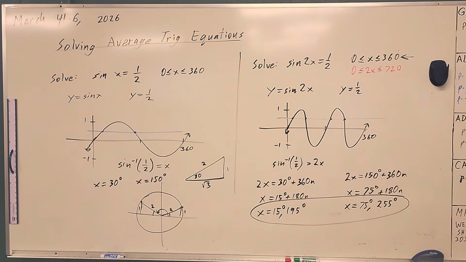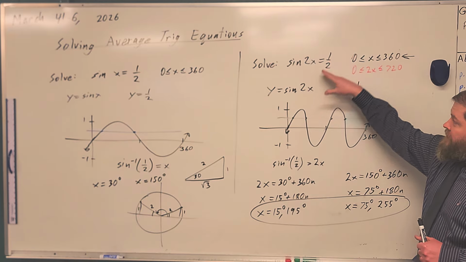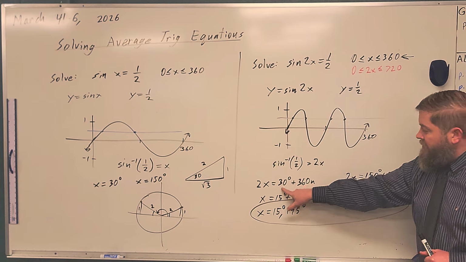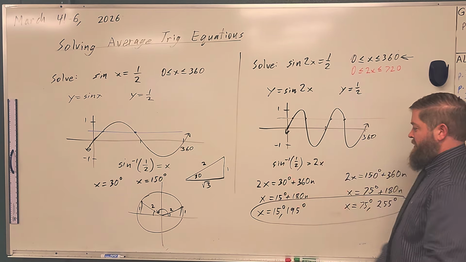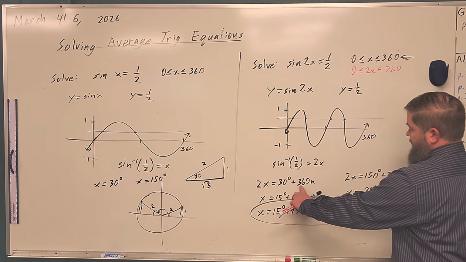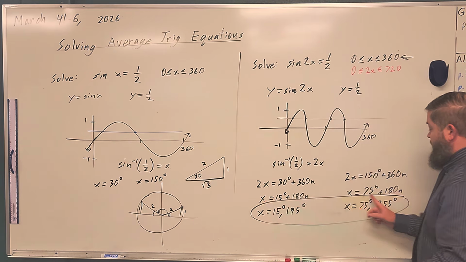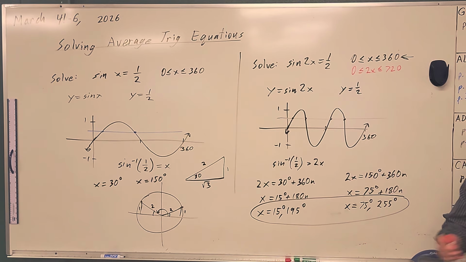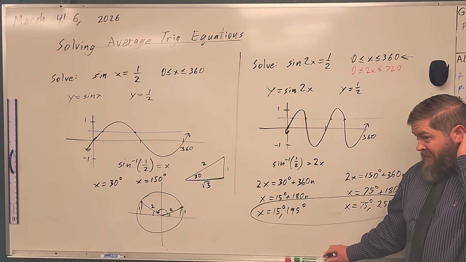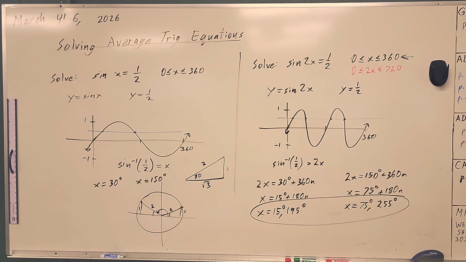Okay. So that's an intro to what we're doing. If you follow this strategy, what we just did here, so find your two angles between 0 and 360, add multiples of 360, then go ahead and solve for x, and then write down every angle that works. That will work every time. Any questions on what we did? Okay.